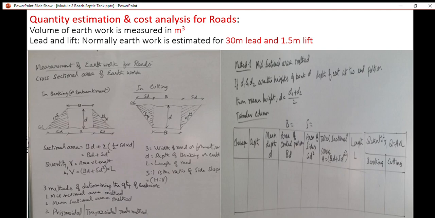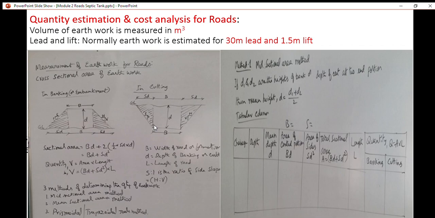The depth of earthwork either in banking or cutting at any place along the road center is the difference between the formation level and the ground level. I repeat, it is the difference between the formation level and the ground level. The top width of banking or bottom width of cutting remains the same over the length of road. Now let us discuss how to calculate the volume of earthwork.